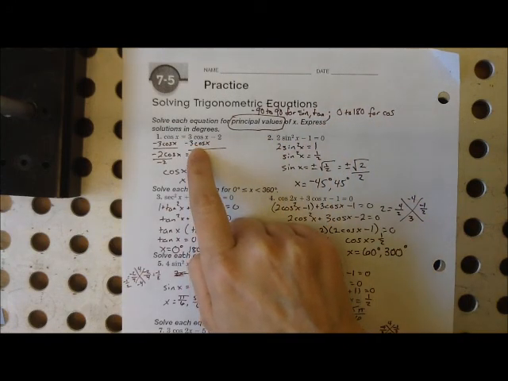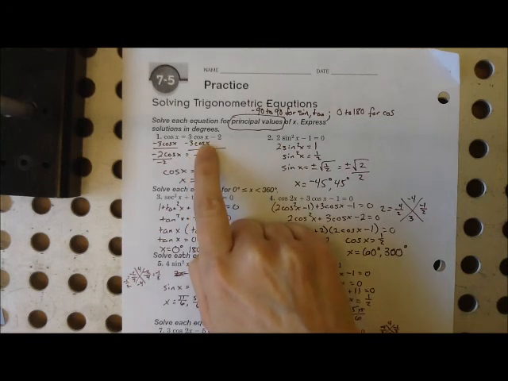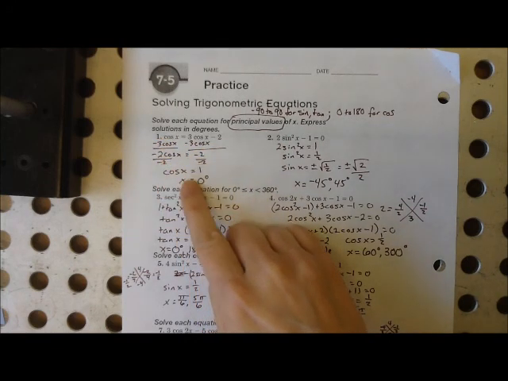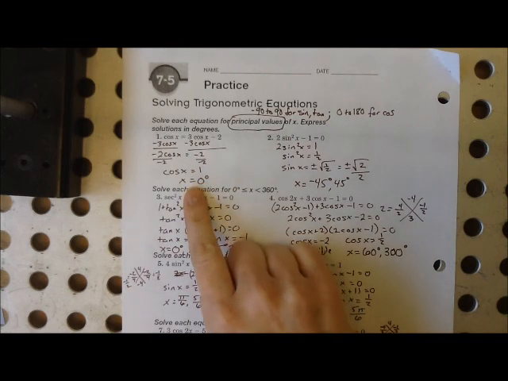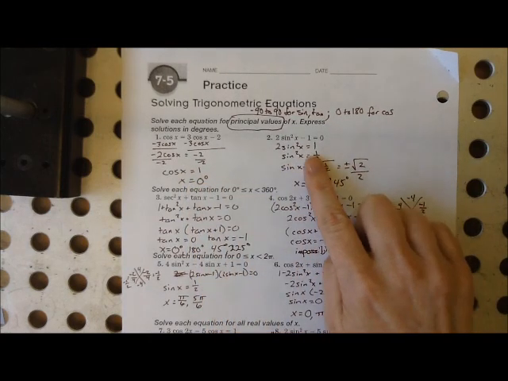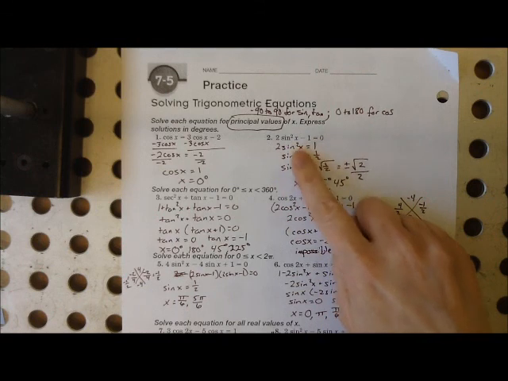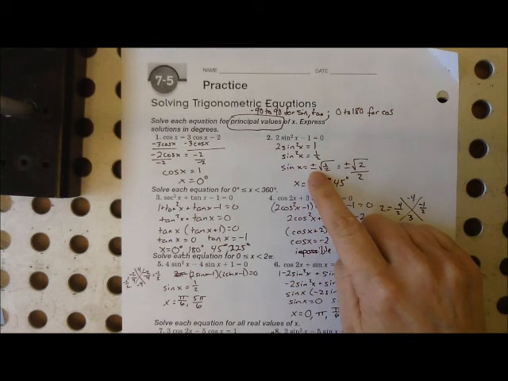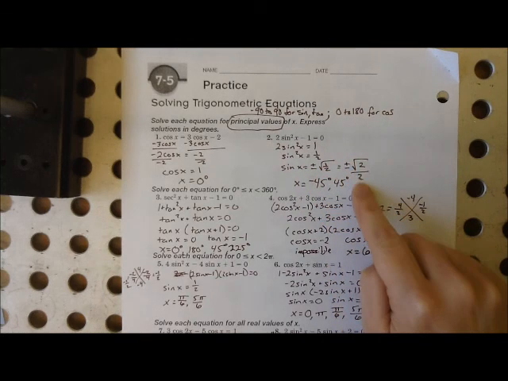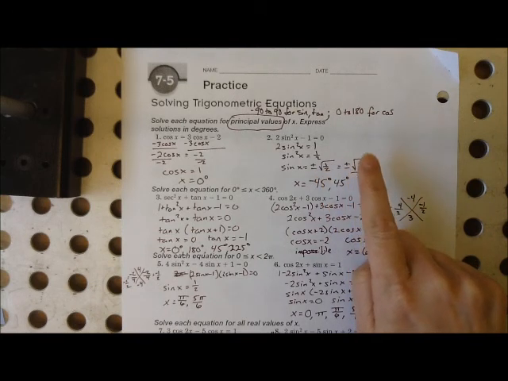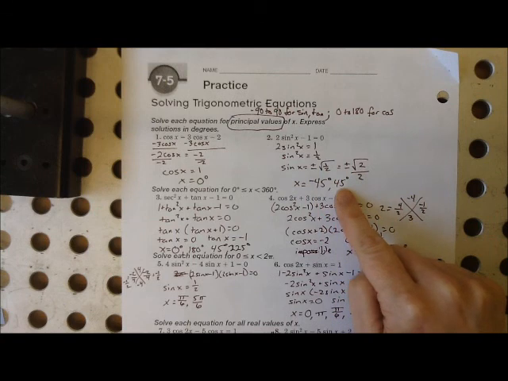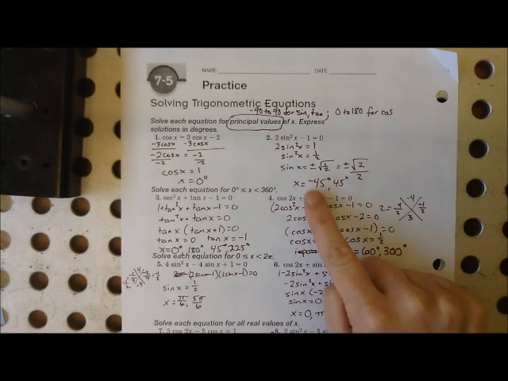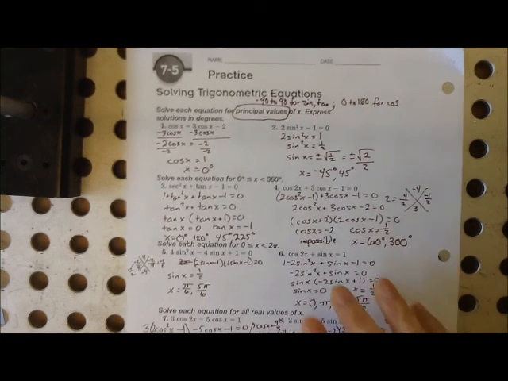If you want to replace cosine with a variable, totally fine. Subtract from both sides, divide by negative 2, cosine x is equal to 1. Look on the unit circle, it's 0. This one, add 1, divide by 2, take the square root. Remember, when you do this, you've got to say plus or minus, because it could be either one. Square root of 1/2 is the square root of 2 over 2. Sine of x is positive square root of 2 over 2 at 45 degrees. It's negative square root of 2 over 2 at negative 45 degrees.